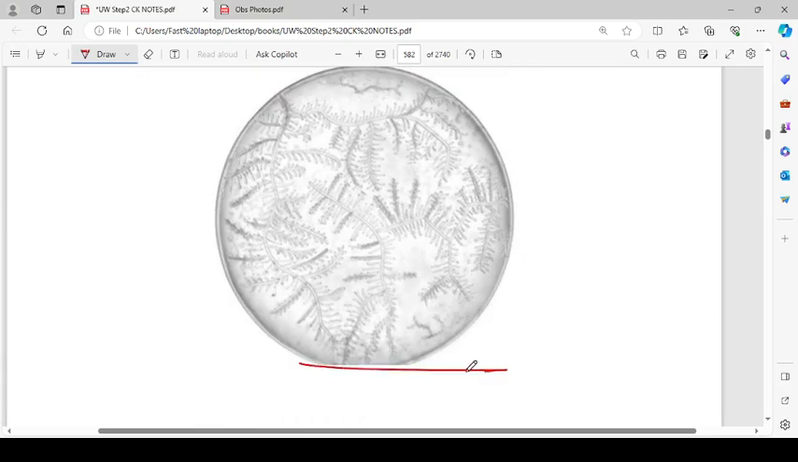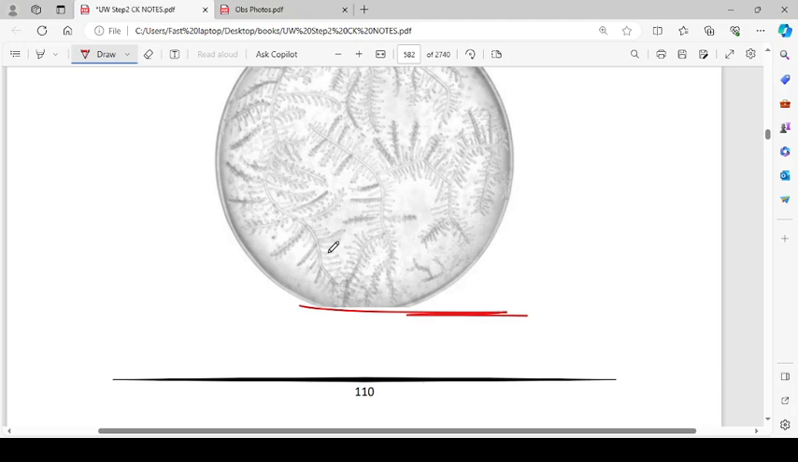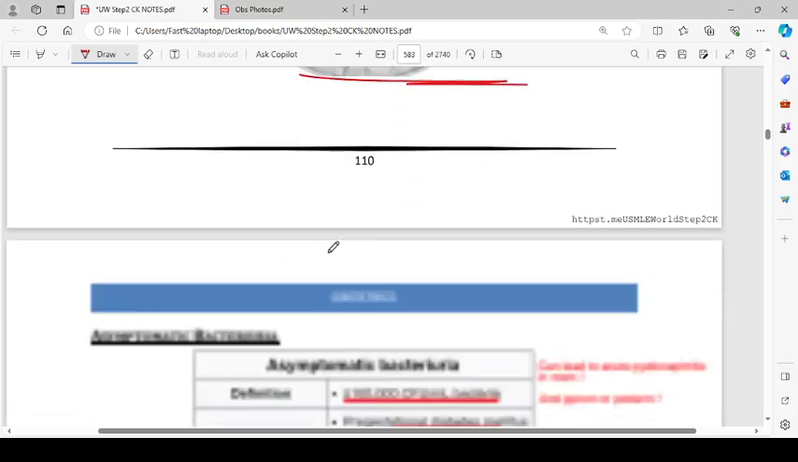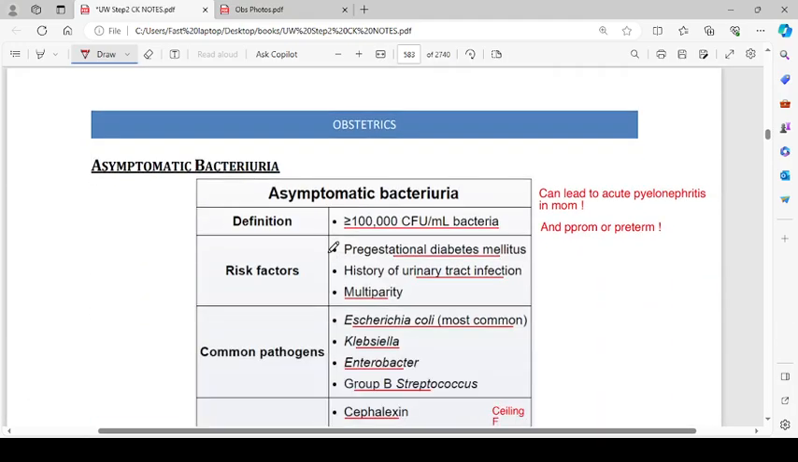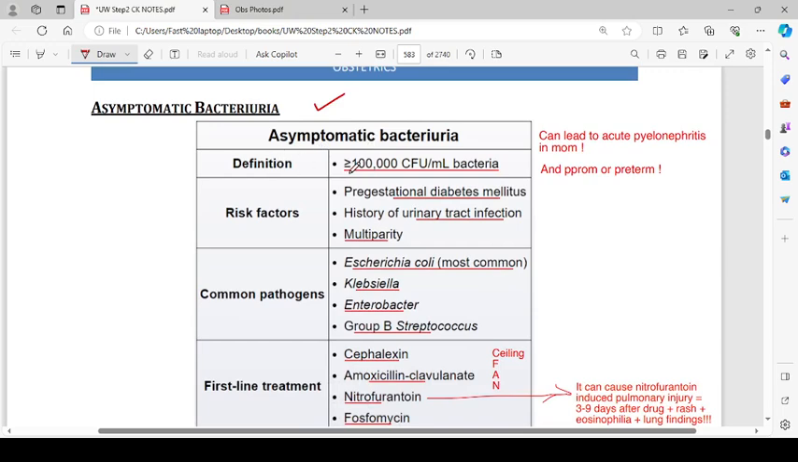So this is a typical ferning pattern seen on microscopy when we put the amniotic fluid on a slide in cases of PPROM. Okay, asymptomatic bacteriuria. Definition is more than 100,000 colony forming units per ml of bacteria. The risk factors are gestational diabetes mellitus, history of urinary tract infection, and multiparity.